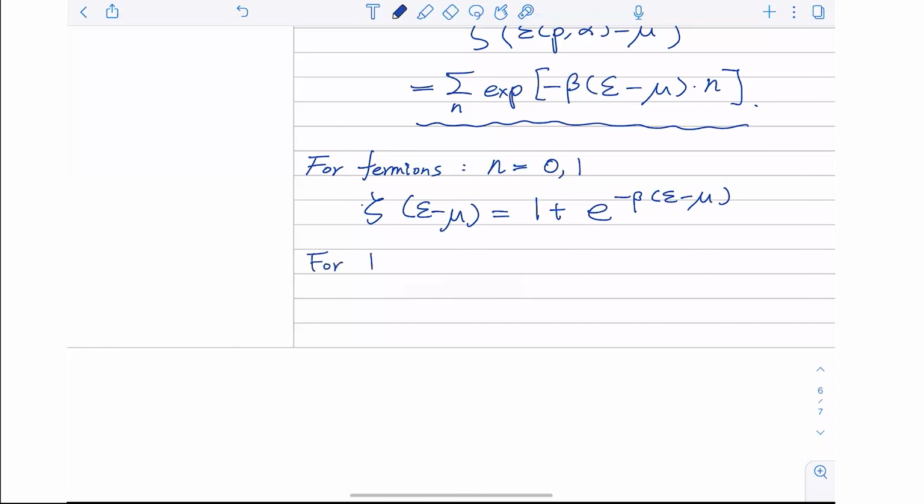And for bosons, because n can be anything, if this exponential factor is smaller than 1, which means that we can sum this infinite series and it converges, then eventually we will have this function zeta of epsilon minus mu to be expressed like this.